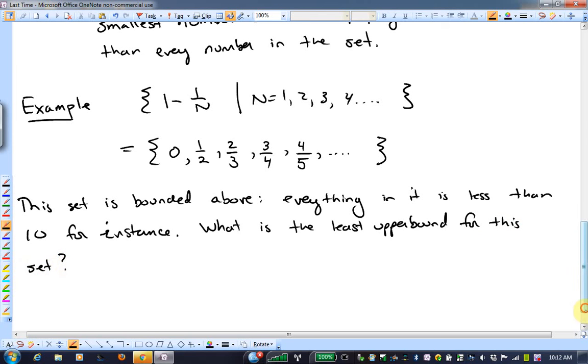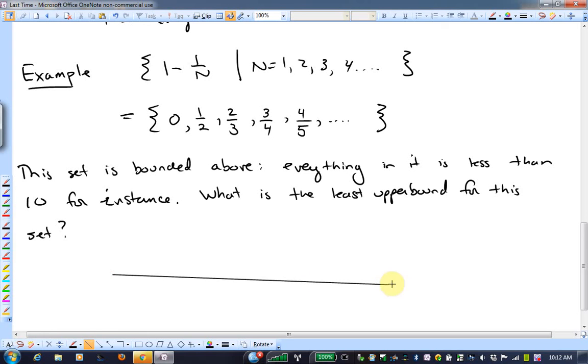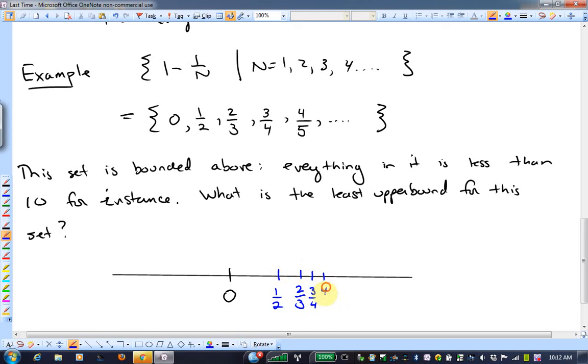Well, hopefully I can convince you, maybe with a little number line argument. Again, we're starting out here at 0. And then what are we doing? We're going to do 1/2, 2/3, 3/4, 4/5. I'm running out of room. But you can stare at this thing, make n as big as you want. You start to subtract a teeny tiny number from 1. And so what you'd kind of guess here is that the number 1 would be the least upper bound. This number 10 was way out here, right?